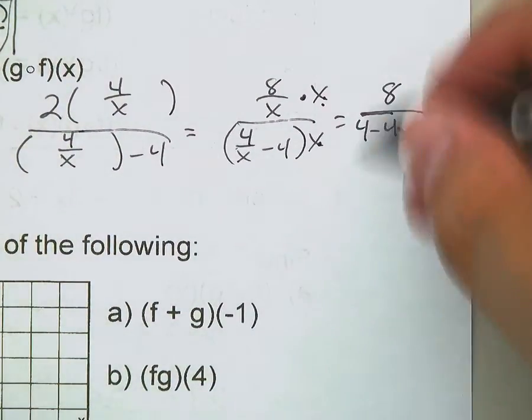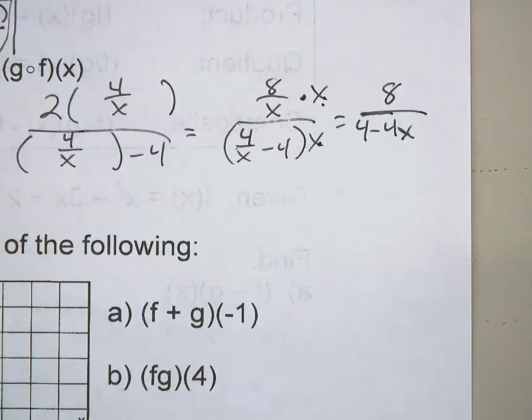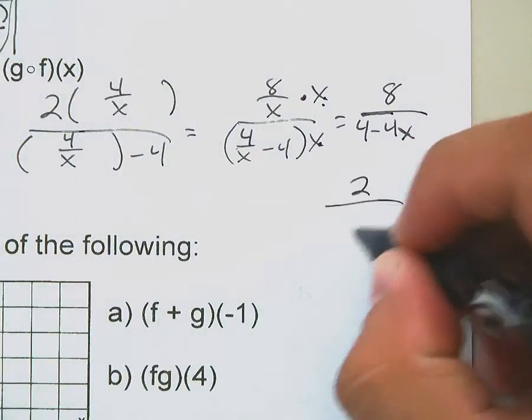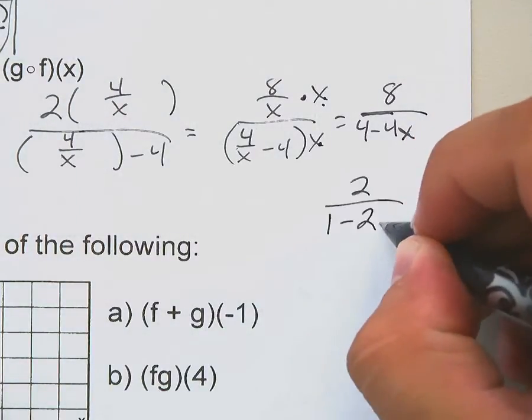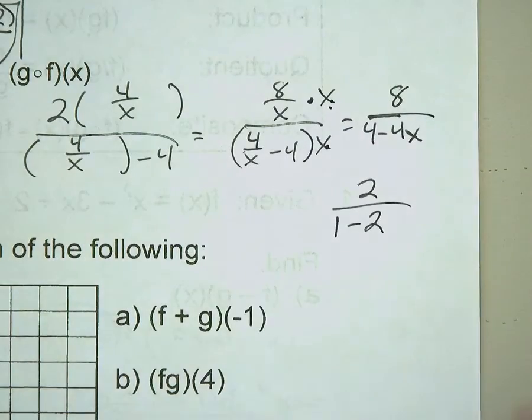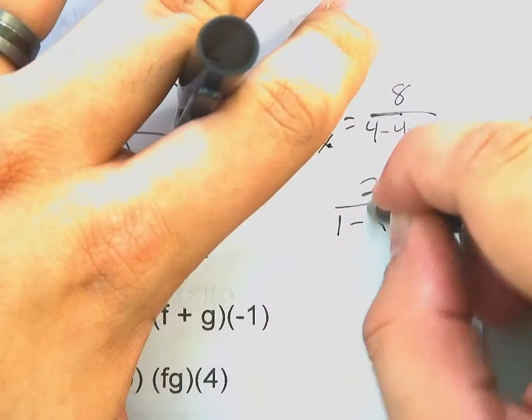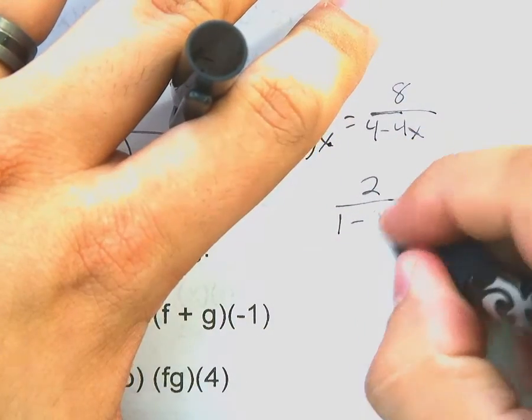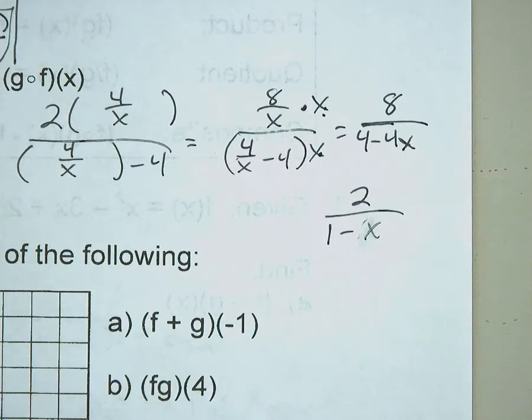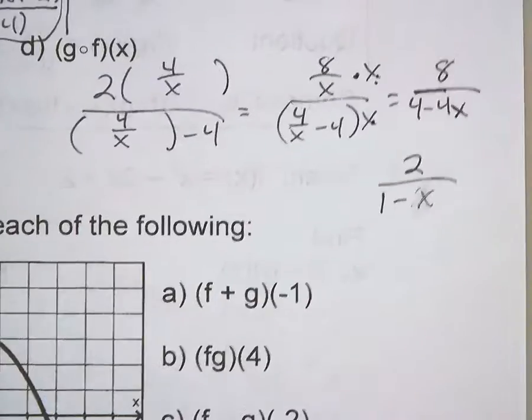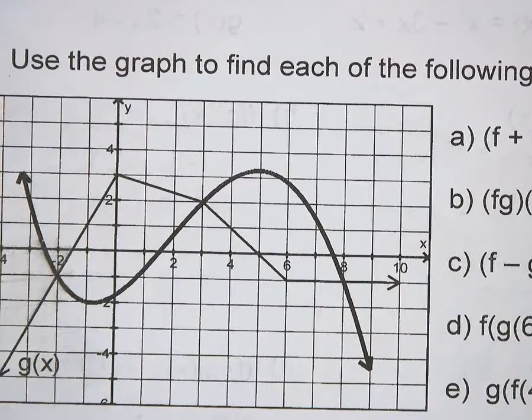And then everything is divisible by 4 there, so you can leave it at 2 over 1 minus 2x. Oh, excuse me, 1 minus x. There is no 2 there. Alright, everything was divisible by 4, so I just went ahead and factored it out. Pause that if you need to.